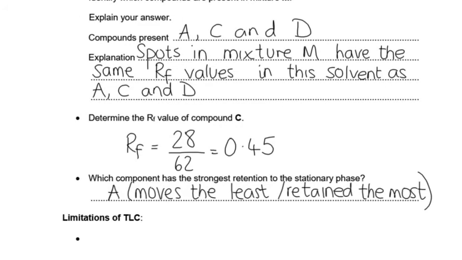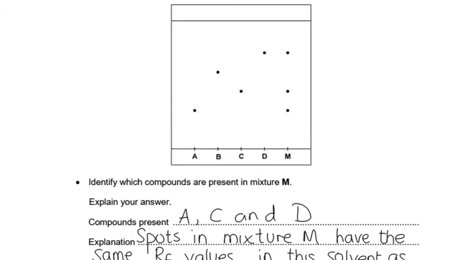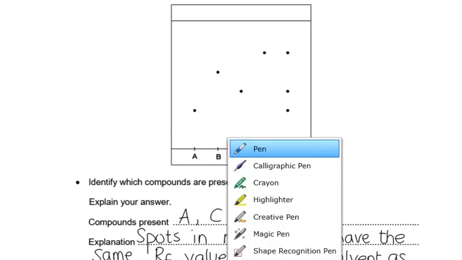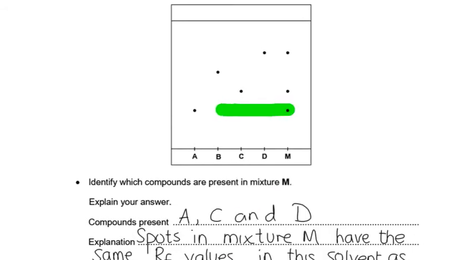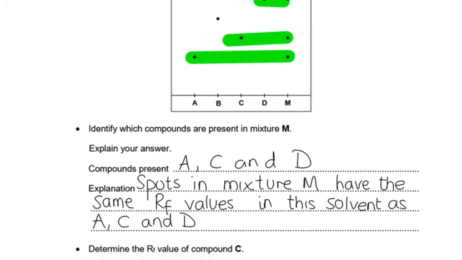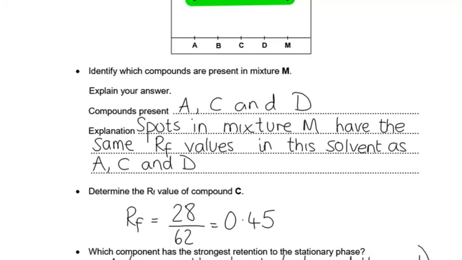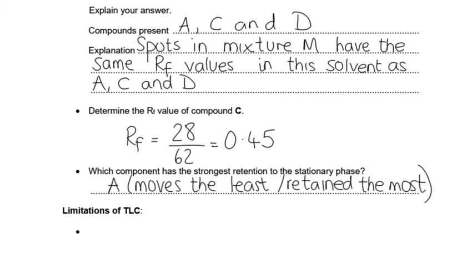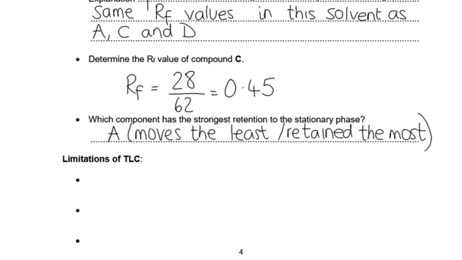So we can look at it and we can say that mixture M contains spot A, spot C and spot D. Now you don't actually need to measure the RF values to be able to say they would have the same RF values, but that is the answer. It's not just that they're at the same places. What do we mean by that in chemistry? We mean they have the same RF values. Then I worked out the RF value of C. I've done it in millimeters. The fraction itself has no units, the final answer, because you divided millimeters by millimeters, just a fraction.